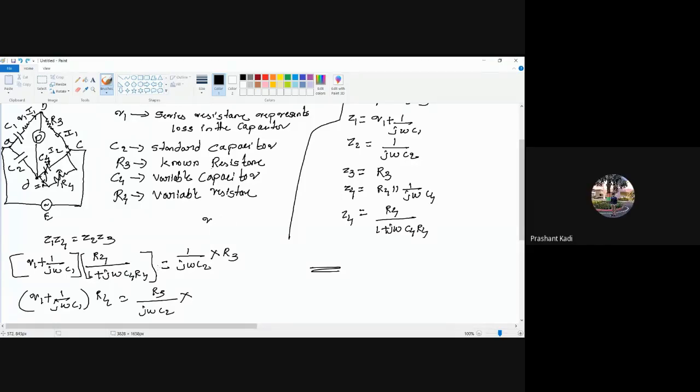So simplify the equation: R3 divided by j omega C2, into bracket 1 plus j omega C4 R4.